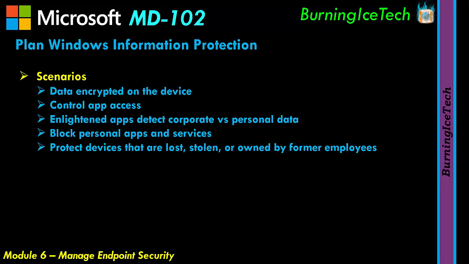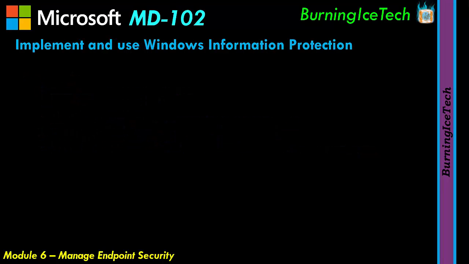But if the device is actually stolen, let me tell you guys, it doesn't really work. Microsoft's going to kick me for saying that. So I would recommend you use extra security on top of this. Maybe go and use some sort of encryption. Don't put all your eggs in one basket. Alright, I think that is enough of scenarios. Let's talk about implementing and using Windows Information Protection.